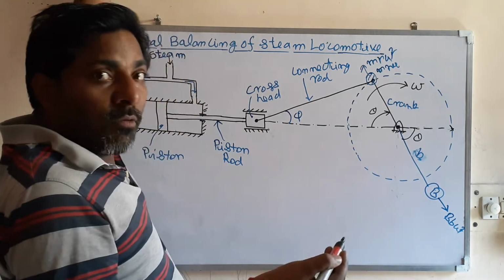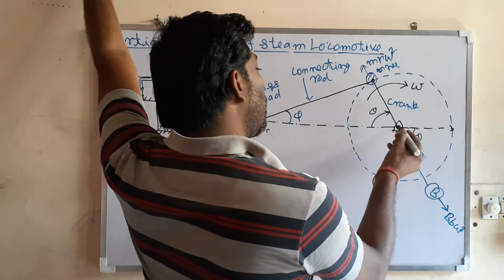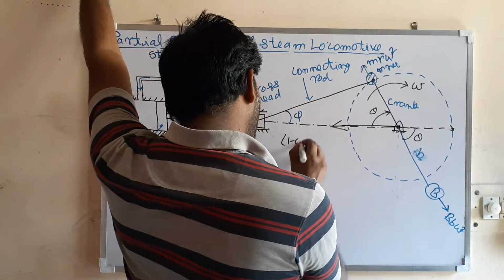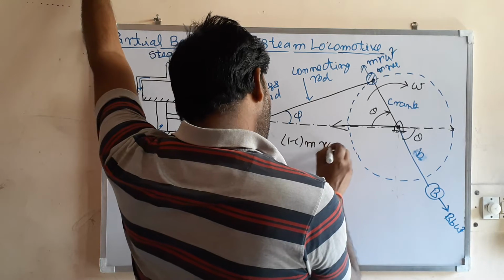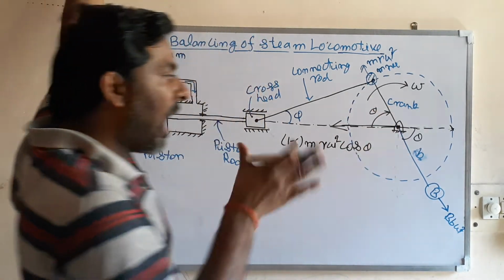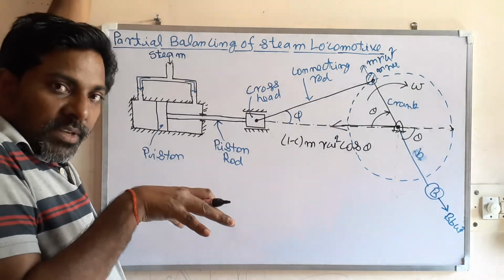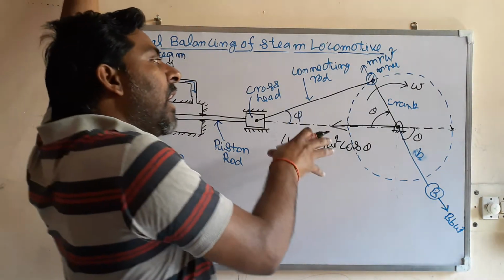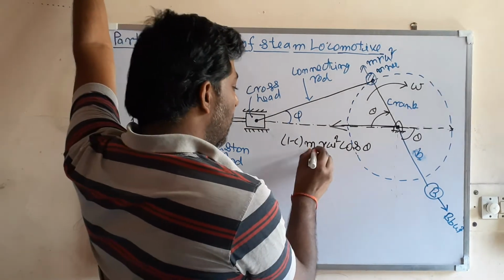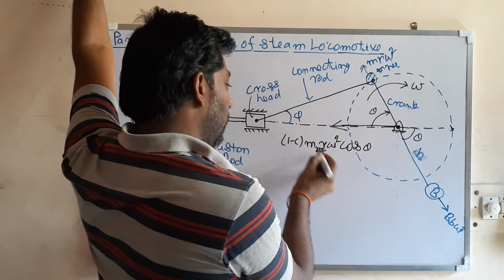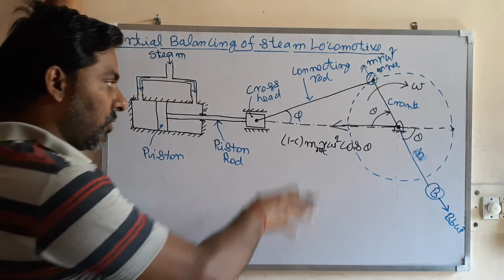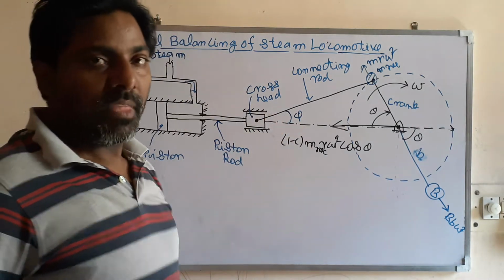When I was calculating, I got the unbalanced force along this direction as (1 minus c) m r omega square cos theta. When I did the partial balancing of the reciprocating IC engine, this is exactly similar. So (1 minus c) m r omega square cos theta, this is the reciprocating part. So you can write m reciprocating (1 minus c) m r omega square cos theta. That is for one.